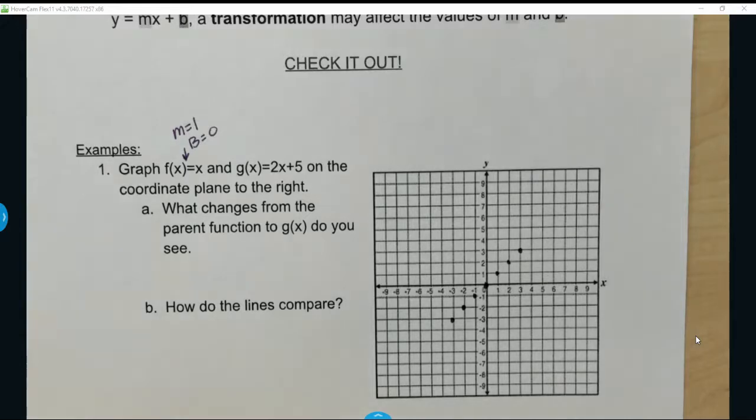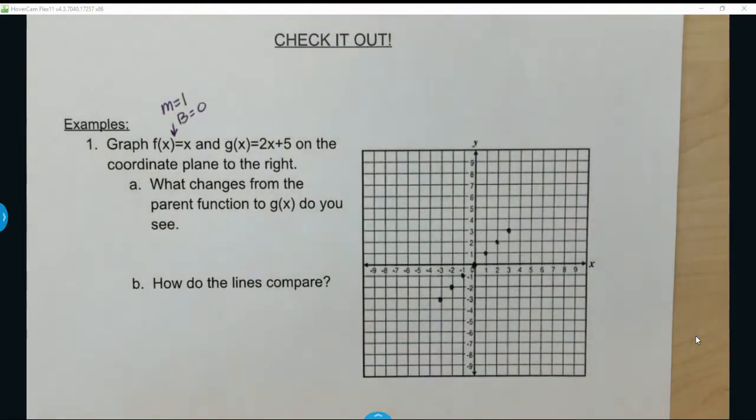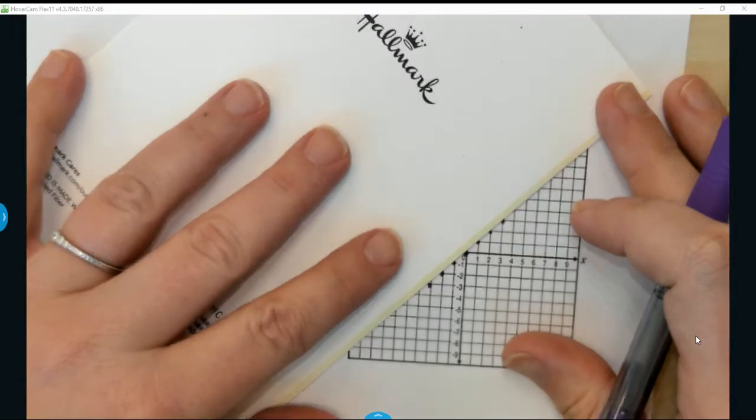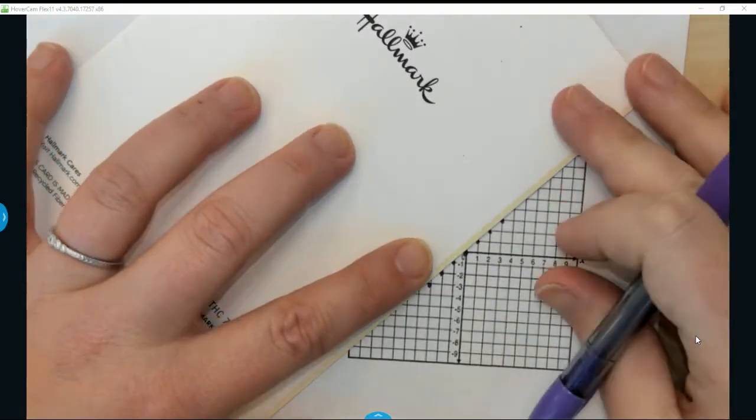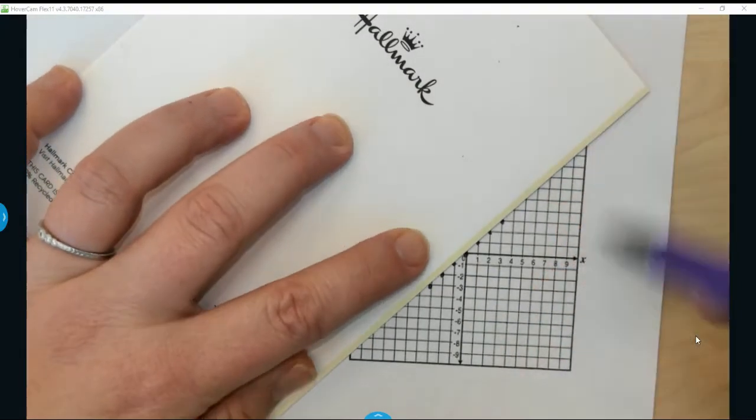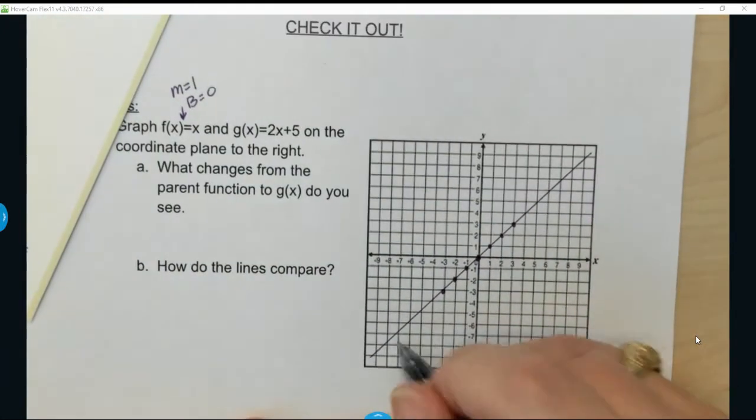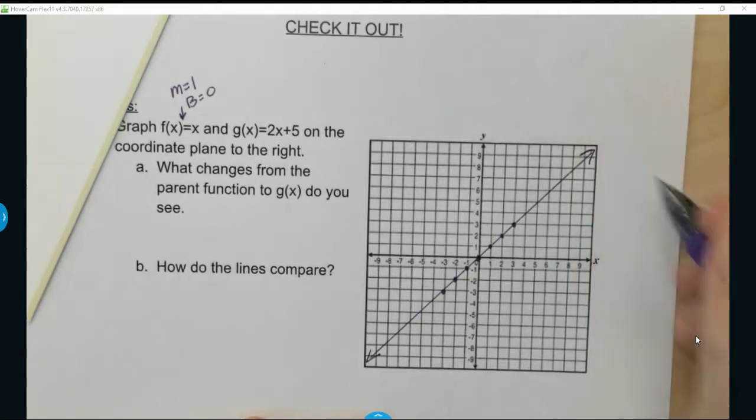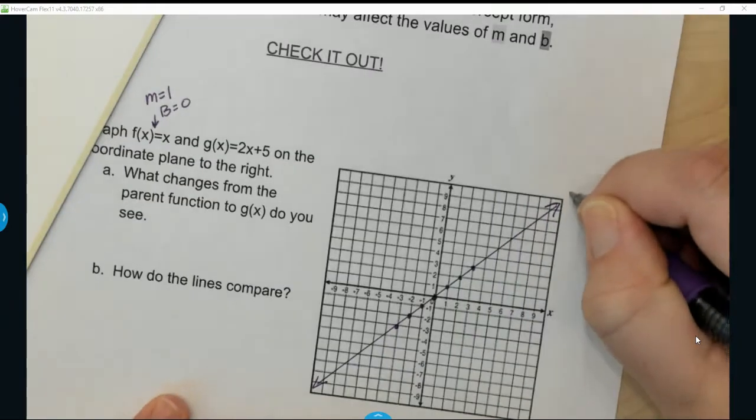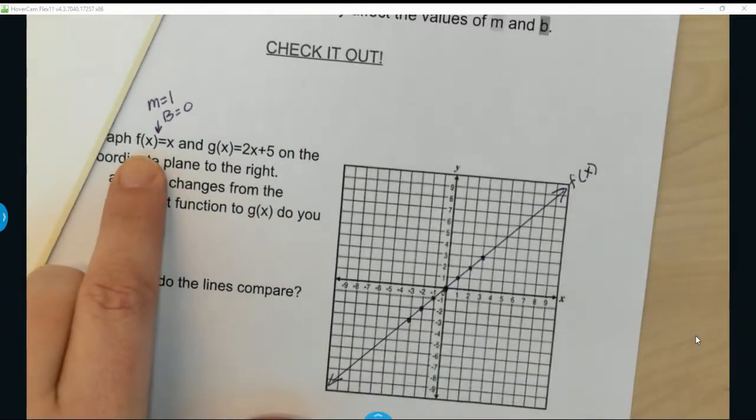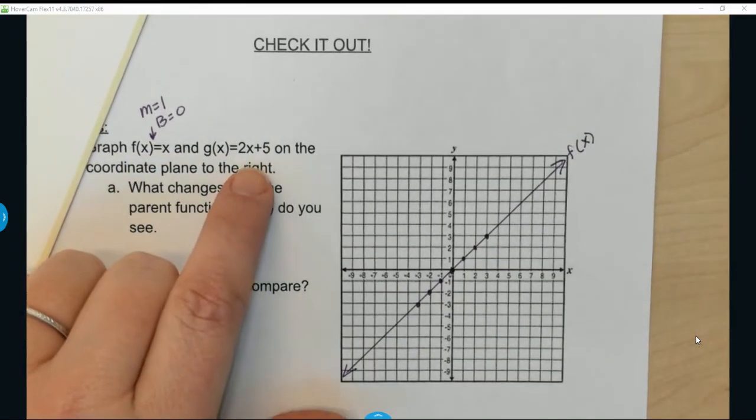Now we're back to just straight up lines, so we don't have to worry about is it dotted, is it dashed, is it solid. So I'm going to use my handy dandy greeting card I've been using, and I'm going to draw that line. So there's the f of x, and I will label that f of x so that I know I'm talking about this one. Now I'm going to look at g of x.